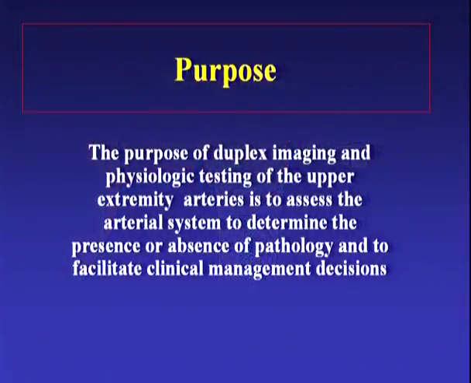These guidelines are divided into four distinct portions: the purpose of the examination itself, the indications of the examination, and the contraindications of the examination, and it finishes with the guidelines. So let's break up each one of those and look at each one separately. The purpose of both of these examinations is to assess the upper extremity arterial system to determine the presence or absence of pathology and to facilitate clinical management decisions.